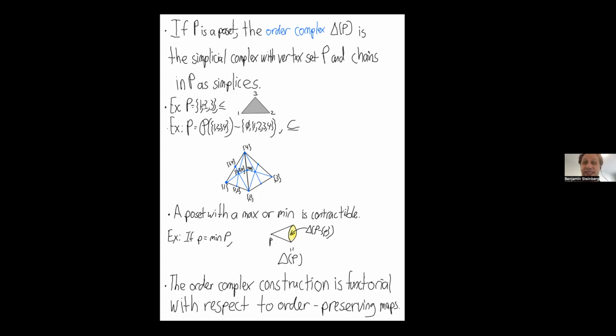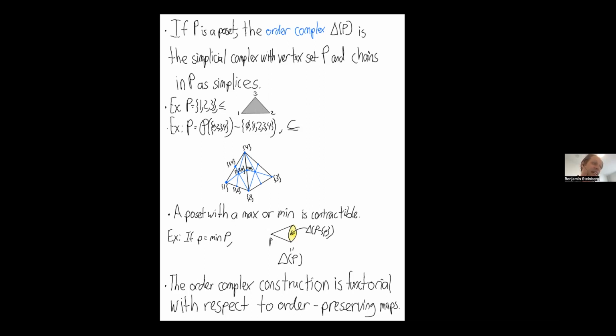Just as a simple example, if your poset is 1, 2, 3 ordered by the less than or equal to relation, then this is the order complex. Every single subset of 1 to 3 is a chain. Chain just means totally ordered set. So 1 is less than 2, so I have an edge from 1 to 2. 1 is less than 3, there's an edge from 1 to 3. 1, 2, 3 is a chain, so I get to fill this in.